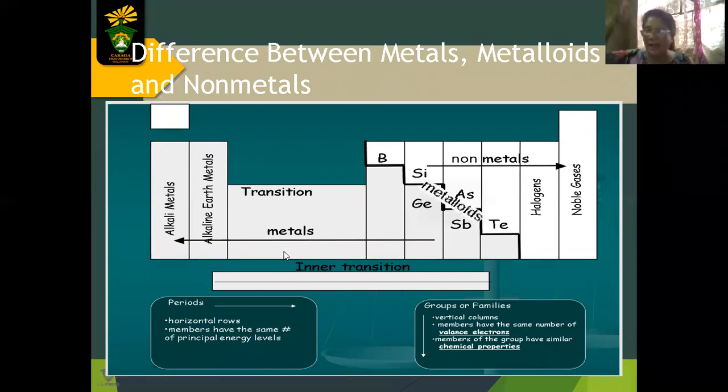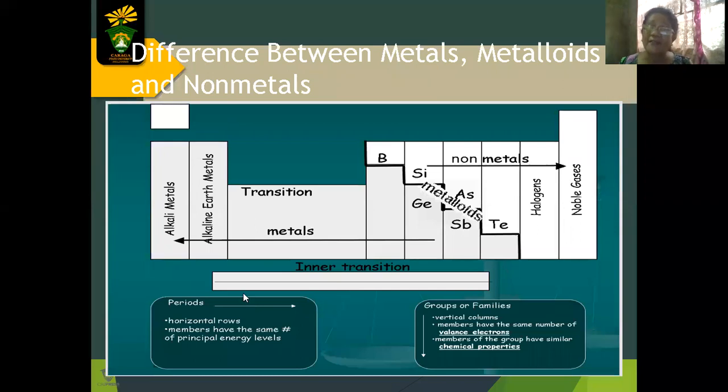Then for the group, that is the vertical column. The name of that is group or families. The row is the period, and the column is the group or family. So members have the same number of valence electrons. What does it mean by that? Meaning if it belongs to group 1A, the outermost shell of your element has 1 electron. That applies to all of group 1A.